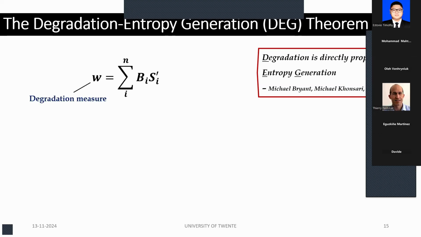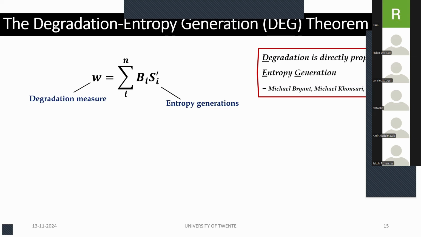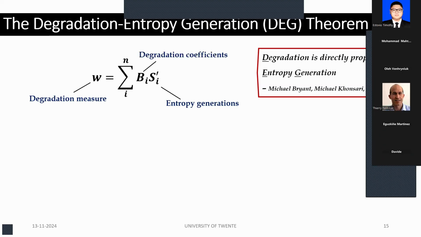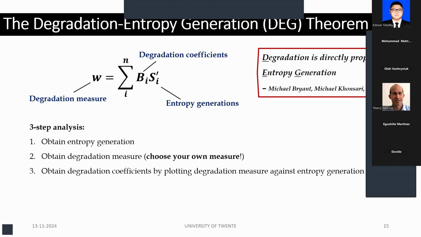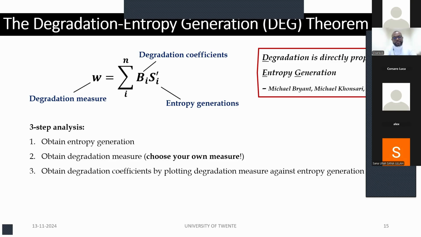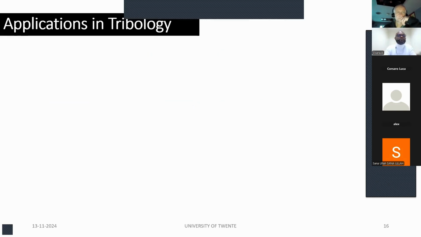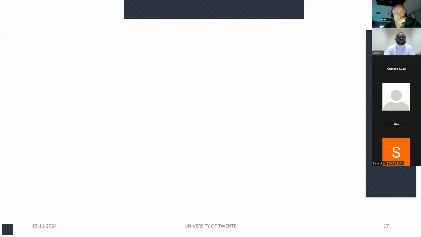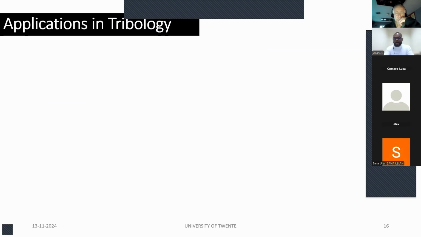There you have your degradation measure, you have your entropy generation, you correlate those two together, and you get the coefficients as your output. Okay, and that's the three-step analysis that I just described. First, you get entropy generation, you measure your degradation, or you can also estimate it if you have a model to estimate degradation of fatigue, loading, and all of that. And you correlate those two together and you get your coefficients. Okay, so that's essentially the entire premise of my discussion.